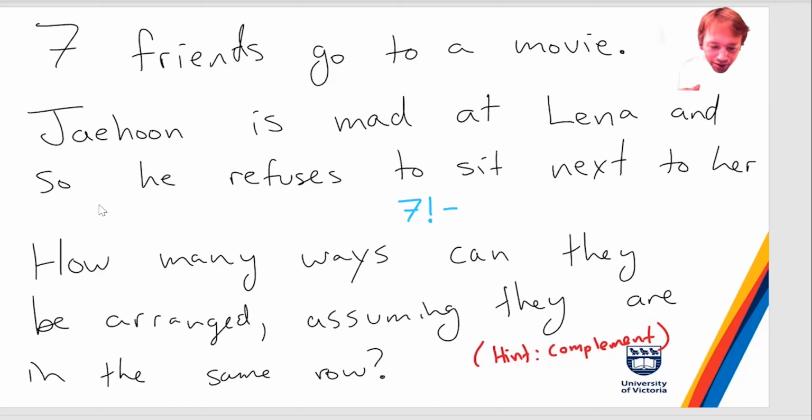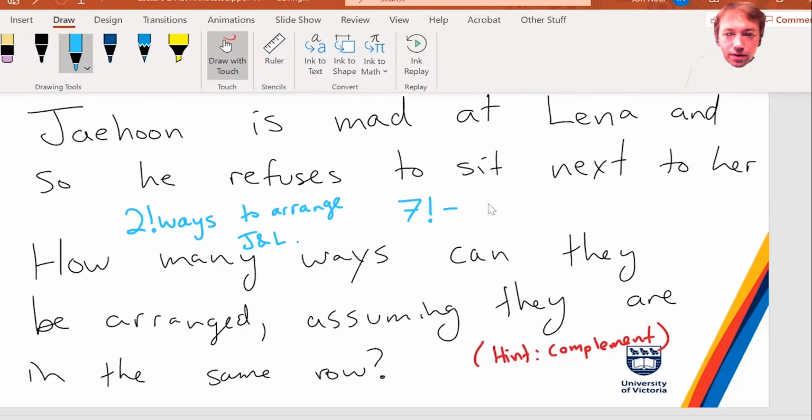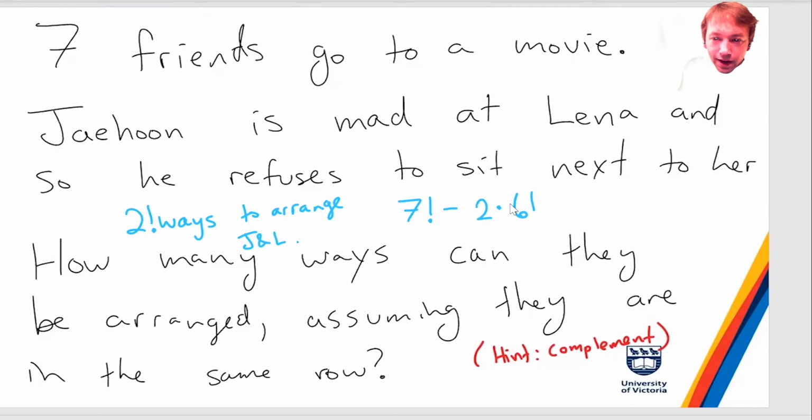And there's 2 ways to glue them together. You can put Jaehoon on the left and Lena on the right, or Jaehoon on the right and Lena on the left. So there's 2 ways of gluing them together, or in other words, the 2 comes from 2 factorial ways to arrange, I'll just put J and L. If they have to be put beside each other, then I'm treating them as a single object. So this is the final answer.